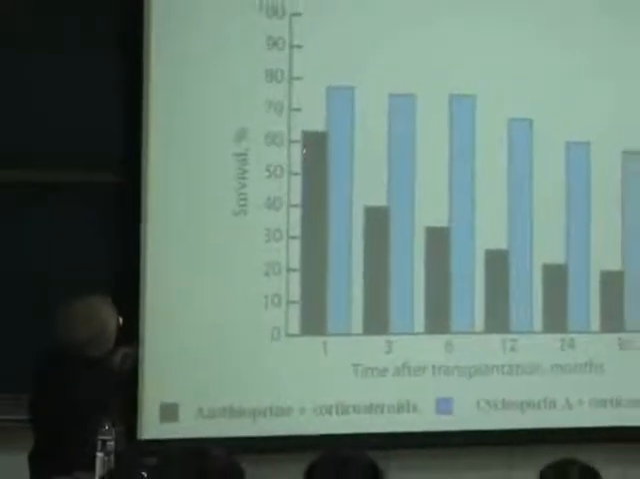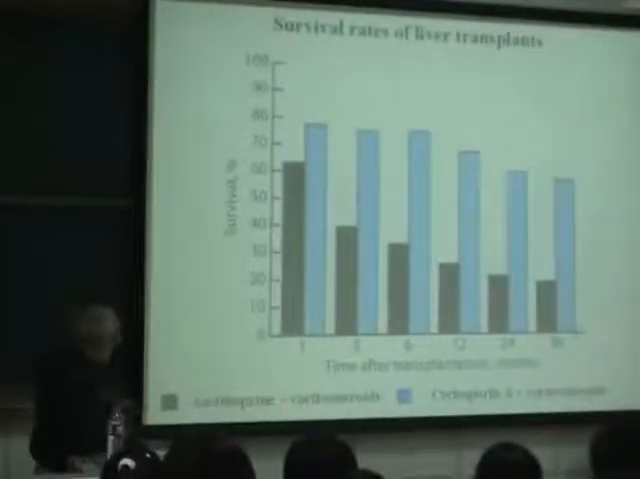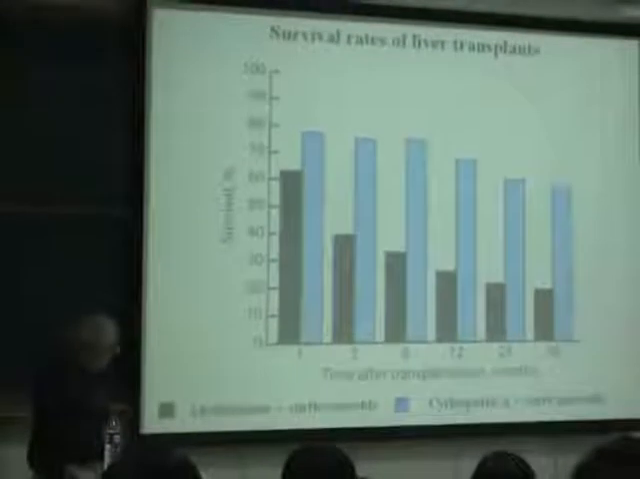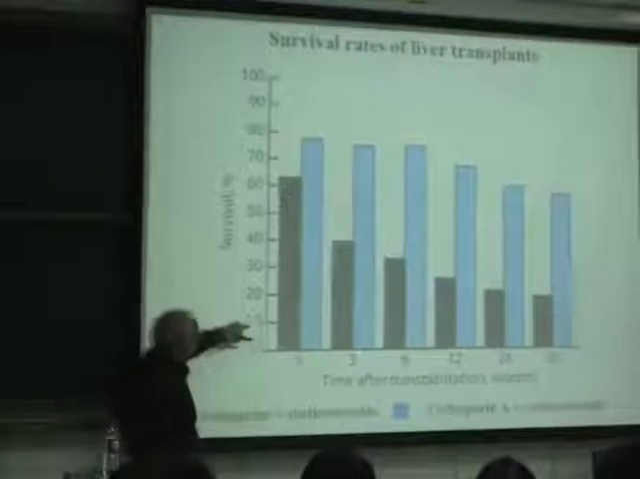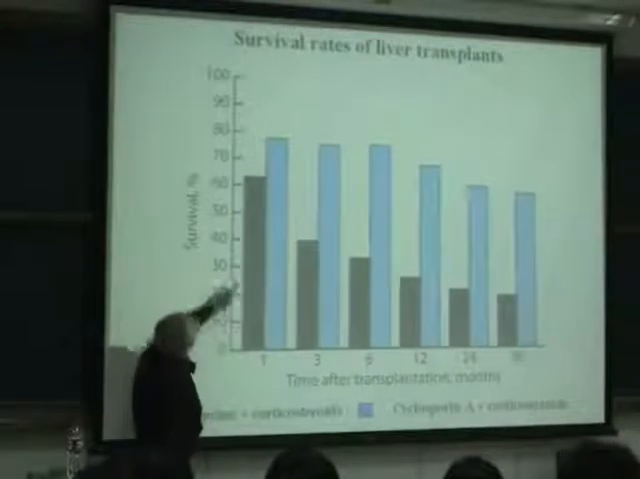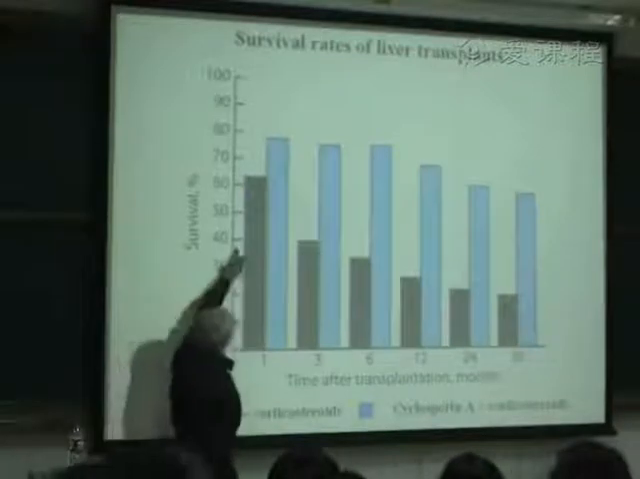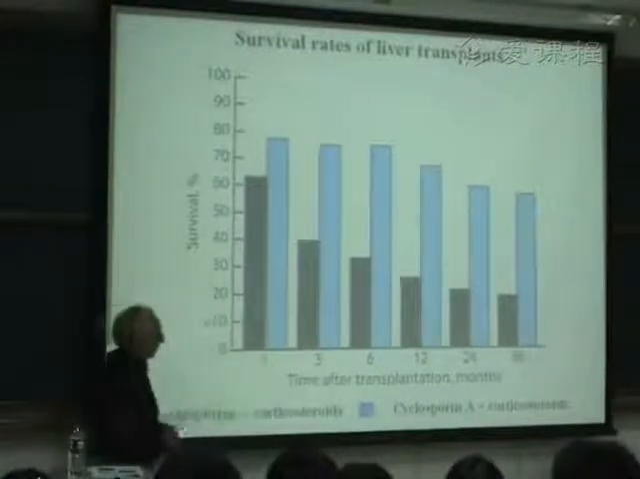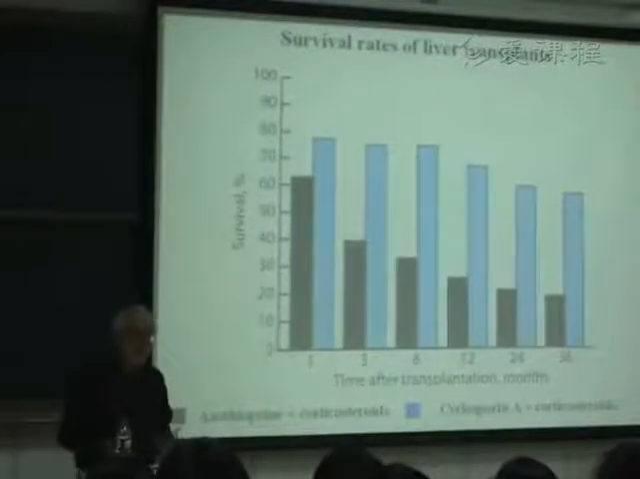But if we look at survival here, this is survival with two immunosuppressive agents that were very commonly used as a combination until relatively recently: azathioprine and corticosteroids. After 1 month, 60% survival with this combination. After 3 months, 40% survival. This is liver transplant. After 6 months, 35% survival. So these are old drugs that used to be used. They were okay, but they weren't great.